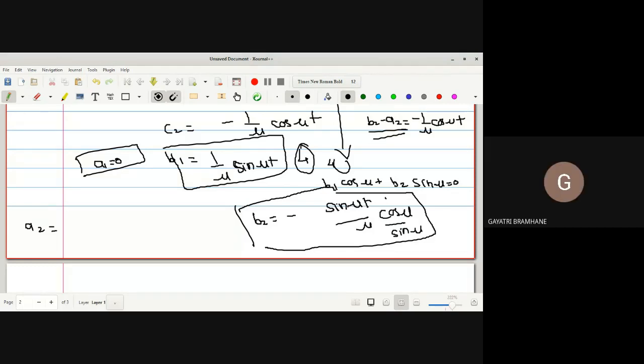A2 is equal to 0. Is it 0 directly? It must have some value, no? It will be A2 equal to B2 plus 1 upon mu cos mu t. So whatever the value of B2 we have, I have to put plus the cos mu t upon mu. Correct, na? This equation you have to use. B2 minus A2 is equal to 1 upon minus 1 upon mu cos mu t.